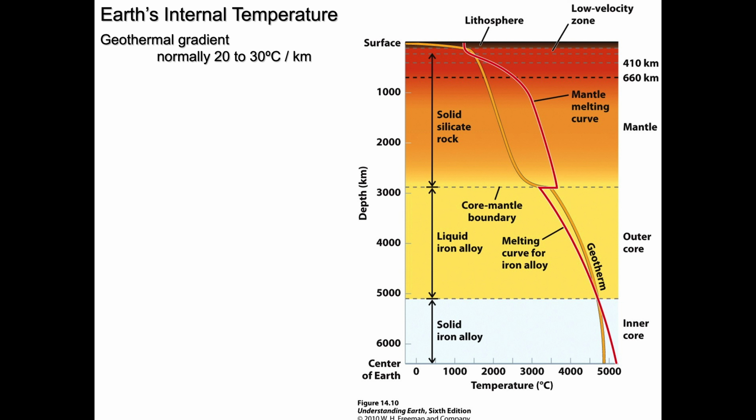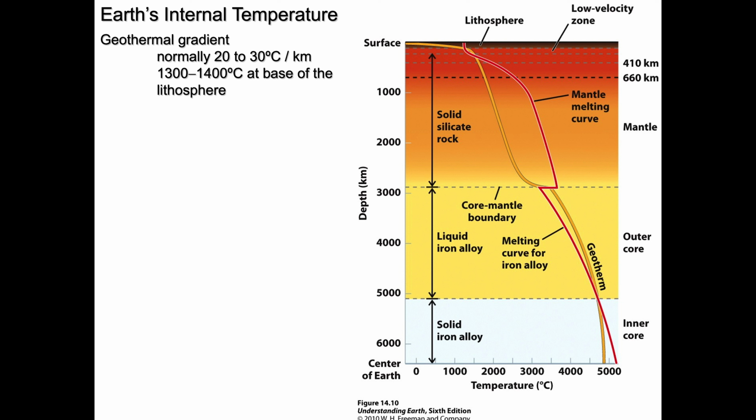Normally, this geothermal gradient is about 20 to 30 degrees centigrade per kilometer increase in depth. This means we can see it in some of our deeper mines. Some of the gold mines in South Africa, for instance, are very, very hot at the bottom and have to be air conditioned for people to stay alive, basically, while they're working in these mines.